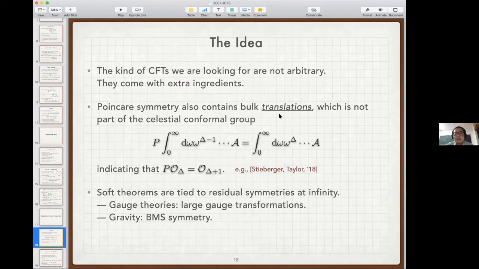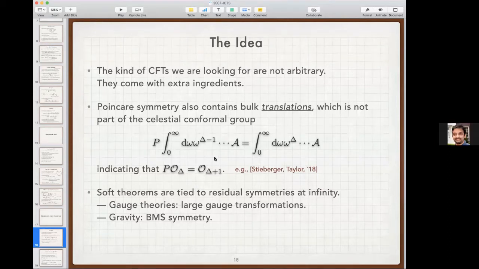So if you try to work out the action of these additional bulk translations, but this time from the point of view of the celestial sphere, or in other words, if you try to see how these translations act on the celestial amplitude, then you can find out that the generator of this translation actually changes the conformal dimension of your operator. Okay, it shifts the operator conformal dimension by one. So this is one very strong condition that we should take into consideration when we talk about this 2D story.